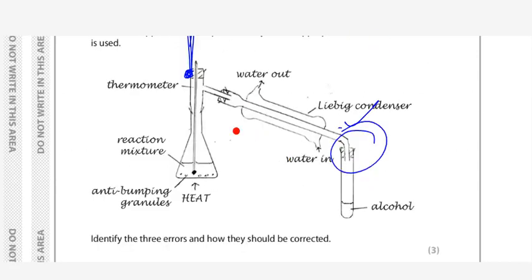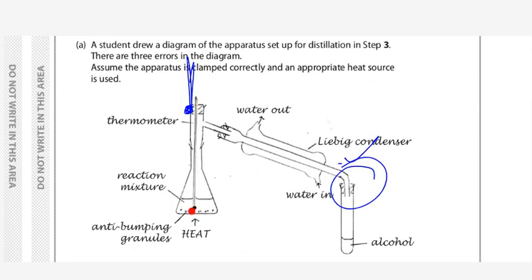Second, you can say the thermometer bulb should be at the same level as the distilling arm or the condenser arm, the side arm, you can say. The thermometer bulb should be at the same level as the condenser arm or distilling arm.